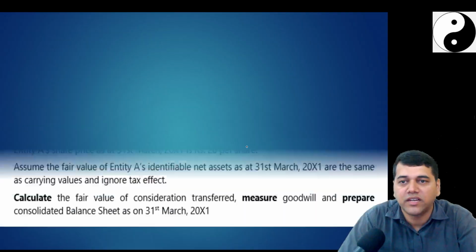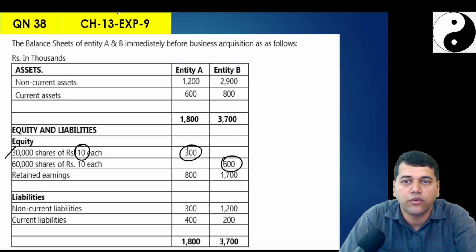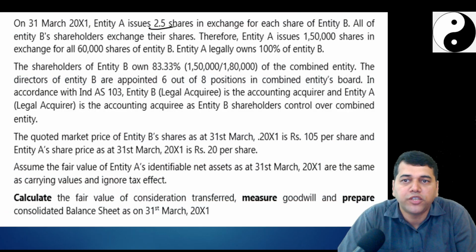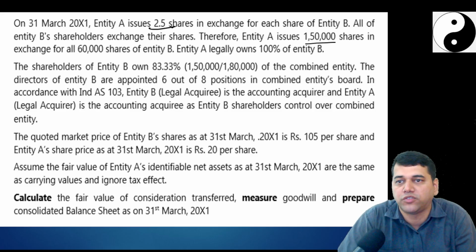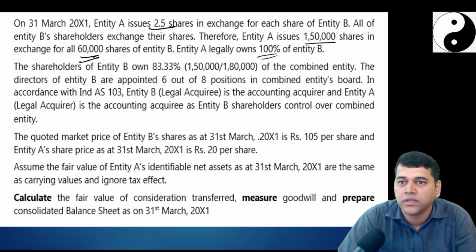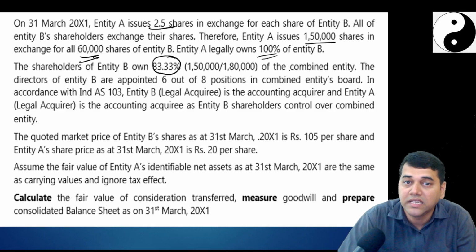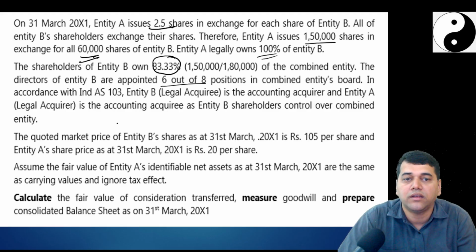Now non-current liabilities, current liabilities. On 31st of March, A issued 2.5 shares for each B share in exchange of their shares. Entity A issued 1,50,000 shares, which is 150 shares, in exchange of 60,000 shares, 100% owned. The shareholders of entity B now own 83.33% legally in the combined entity. The directors of B appointed 6 out of 8 positions of the combined entity on the board. In accordance with Ind AS 103, the legal acquirer, entity A, is not the accounting acquirer. They are telling it's a reverse acquisition.